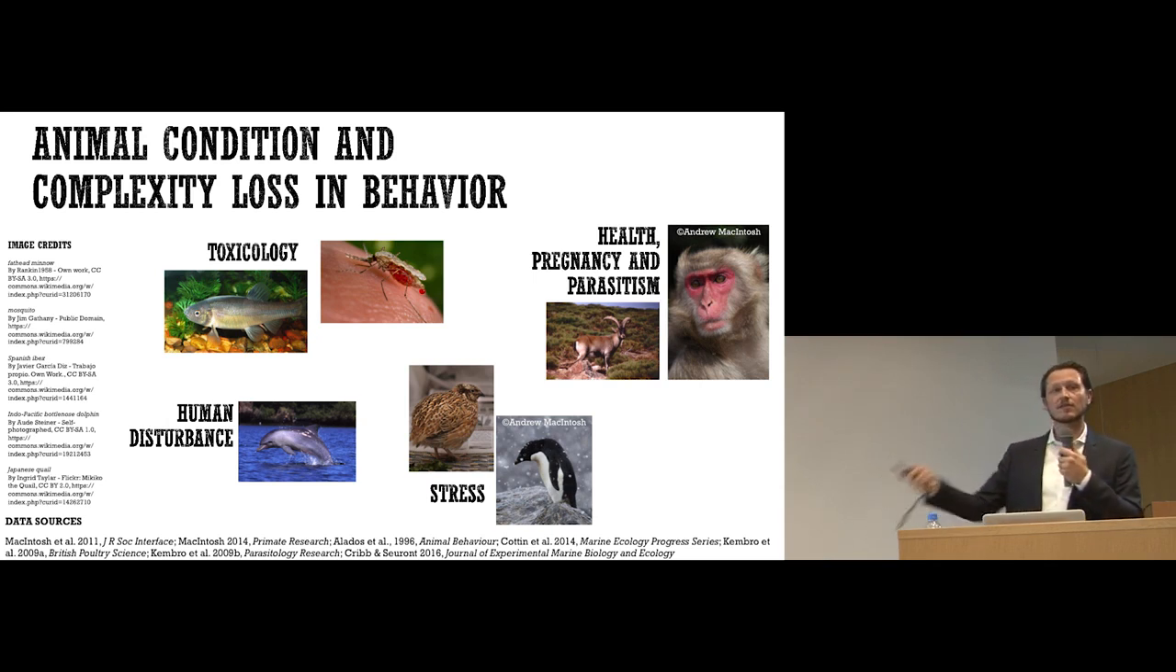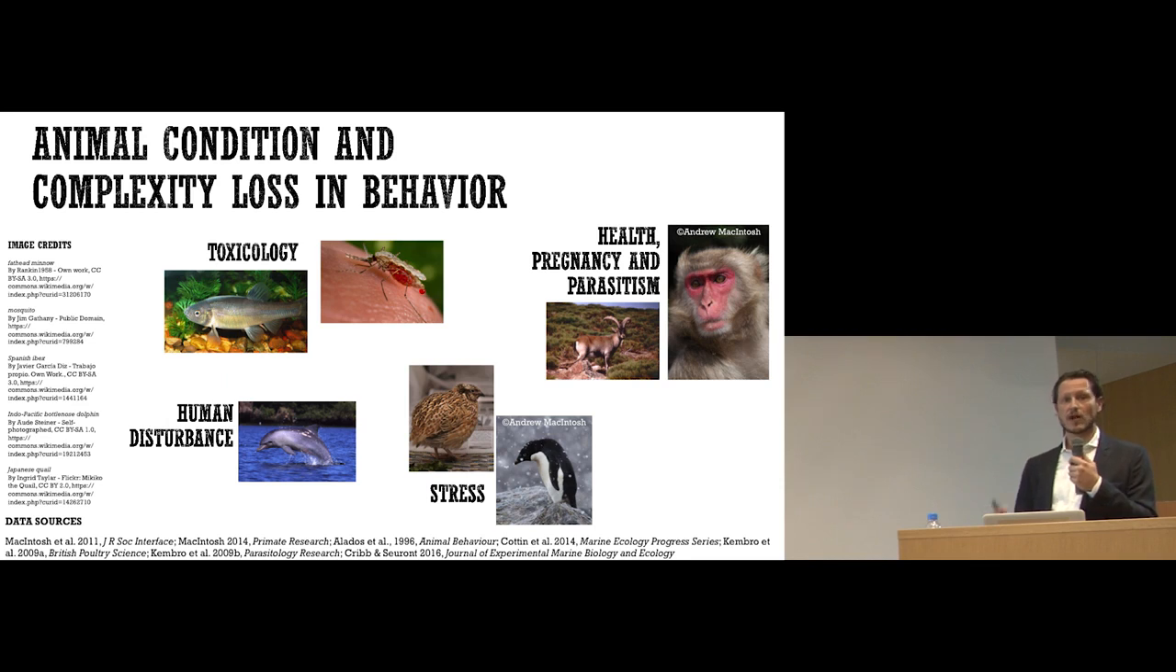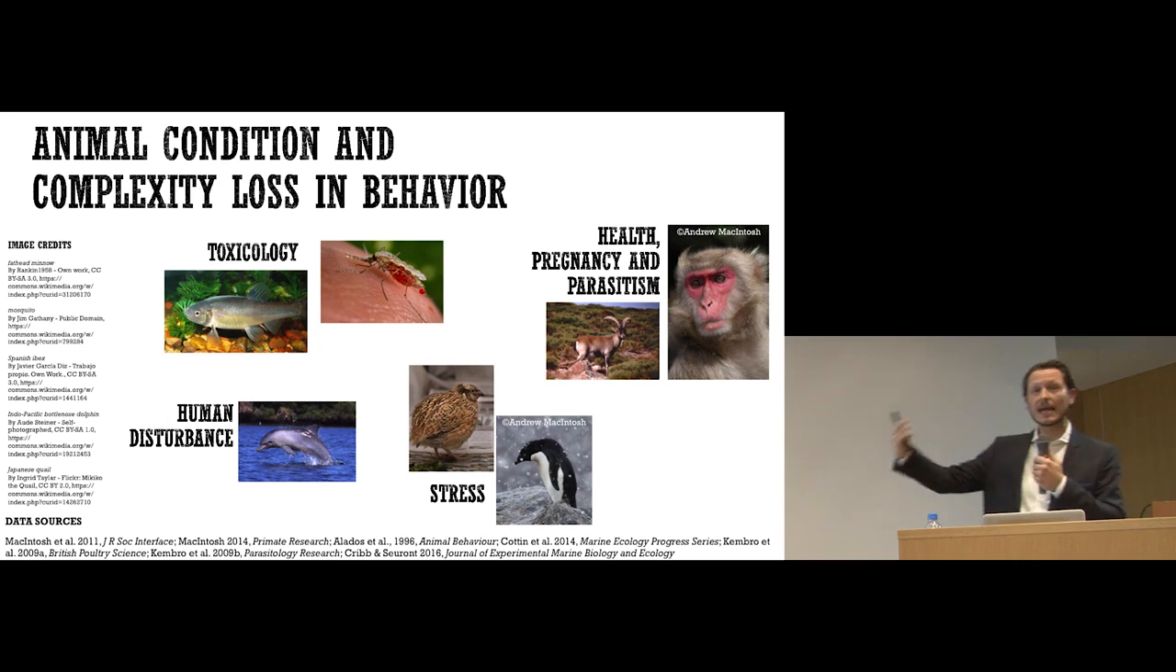Dolphins are sensitive to human disturbance, okay? So their diving and surface behavior changes when there are humans around, and we can use that to predict how healthy they are in the environment. Penguins and Japanese quail are sensitive to stress. So we can detect stressed individuals by measuring the fractal complexity of their behavior.